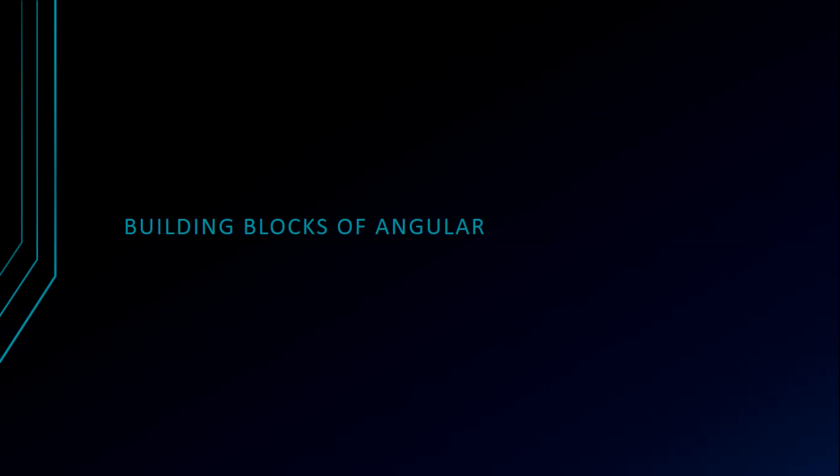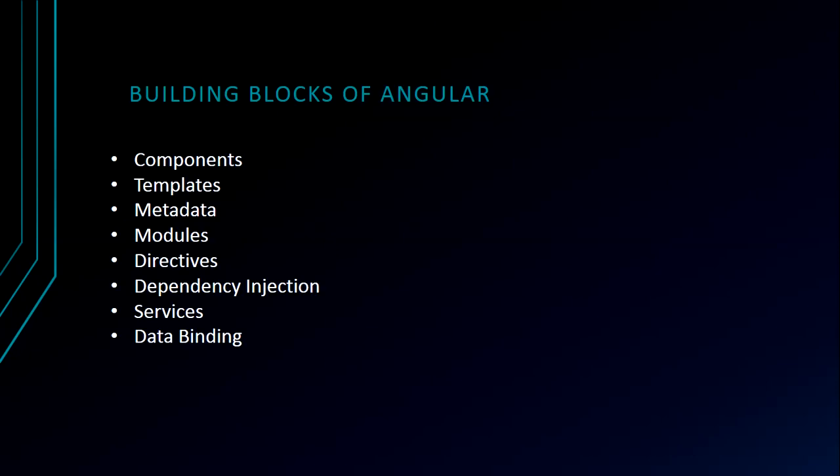The next topic in the course is the building blocks of Angular. And the first and foremost one is the components, right? So components are nothing but they define the view of your application. It defines the look and feel of your elements on the page. And how does a component look like? It comprises of a class, a template, and a metadata, right?